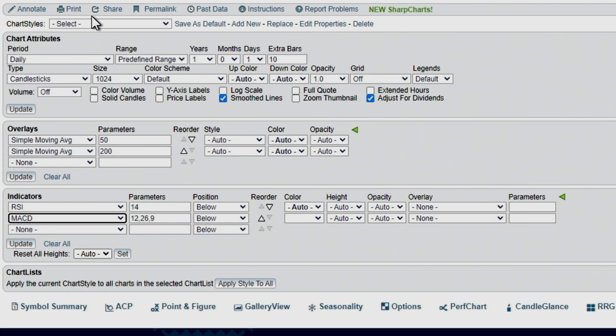Are two moving averages getting closer to each other, or are they getting further away? Are they converging, or are they diverging? If they're diverging, that's bullish. If they're converging, that's bearish, because it suggests that momentum is either increasing or slowing down.